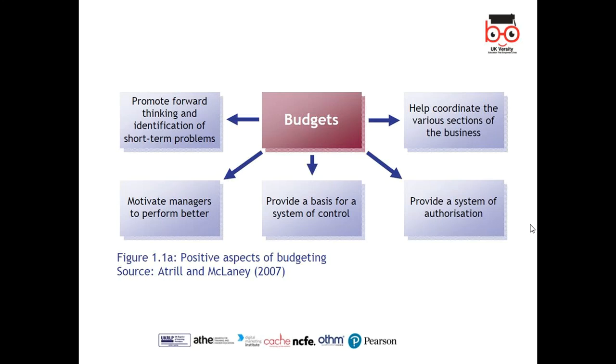Budget provides a system of authorization. Someone in the department is responsible for authorization: what you need to buy, when you need to buy, how much we need to buy. So we can control.